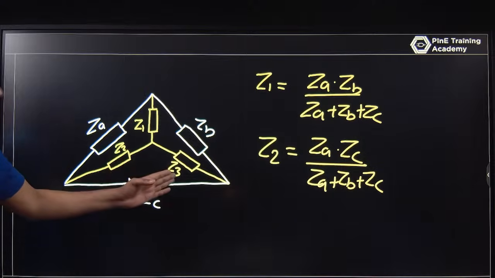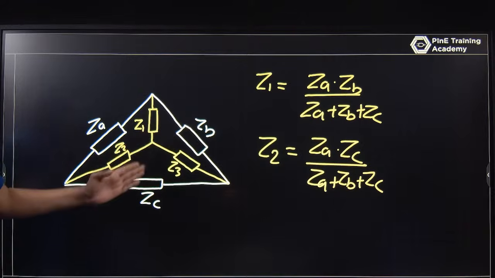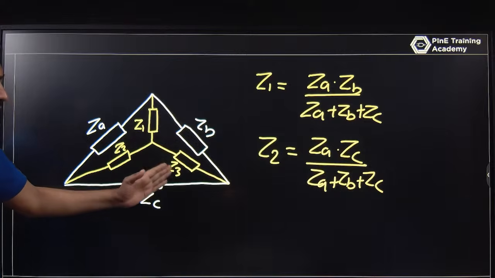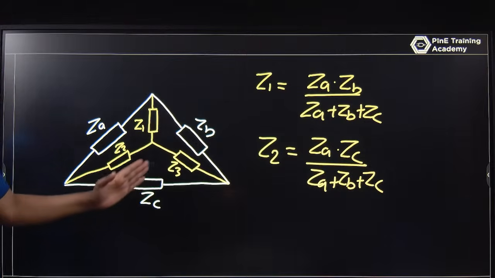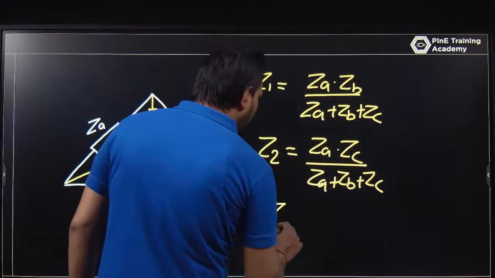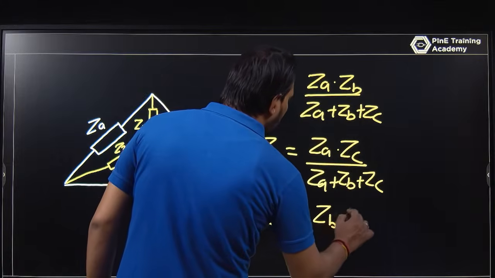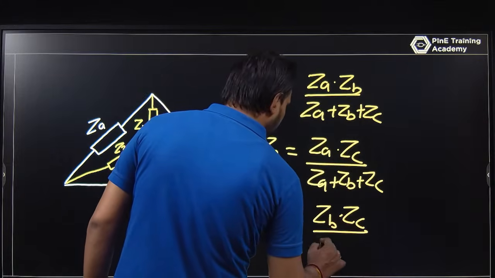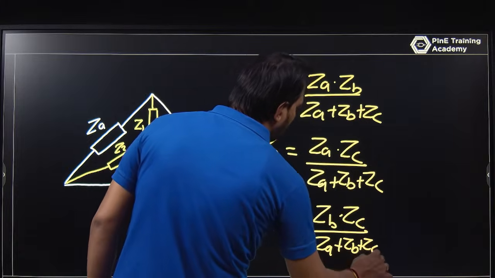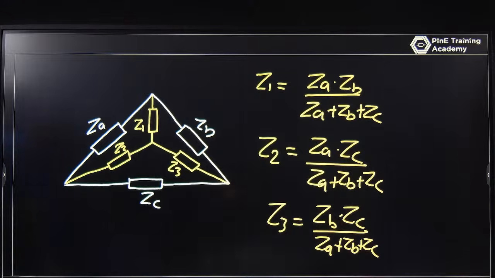If you talk about ZC, ZC is the Z3. So what is Z3? It is formed with the help of ZB and ZC, because the adjacent values are ZB and ZC. So Z3 will be ZB into ZC upon ZA plus ZB plus ZC. So this is a very basic formula that you can use to simplify your circuit, and by simplifying this circuit you can solve complex R equivalent based questions.